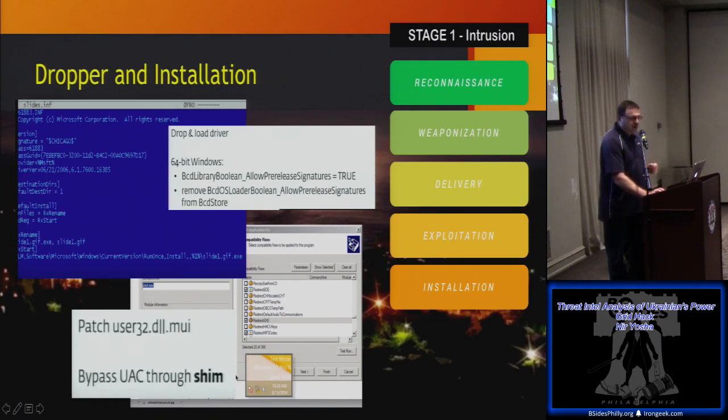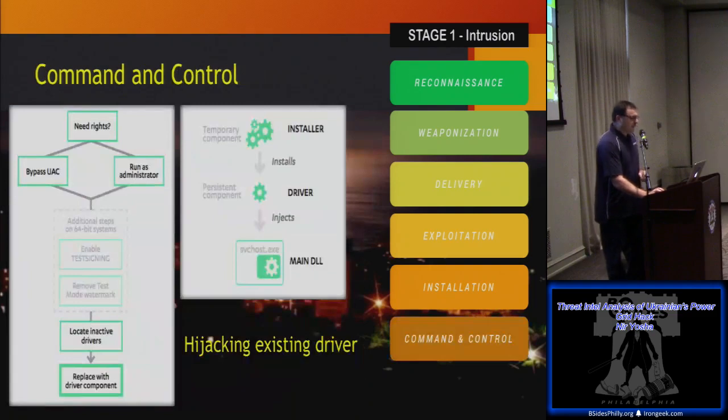Now, the last challenge is that a UAC, user access control, pop-up will come up unless they're using some kind of an API, and they choose to use the Windows Application Compatibility API. It's a shim, that database that comes together with the dropper, and at this point, they're also masking this. So everything is in the background.